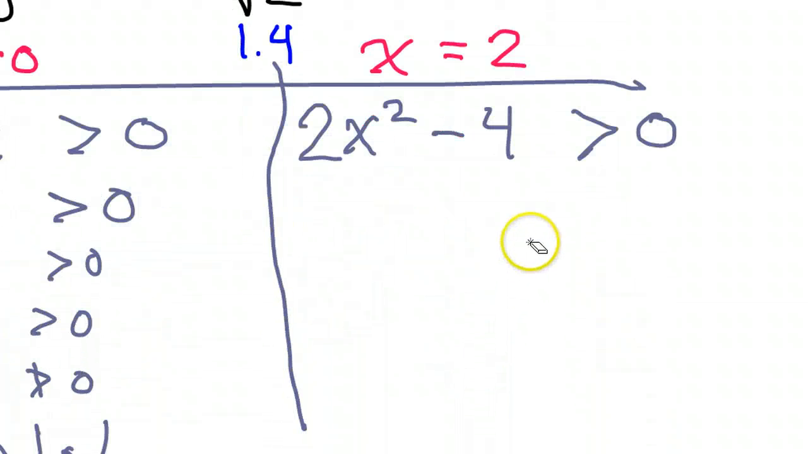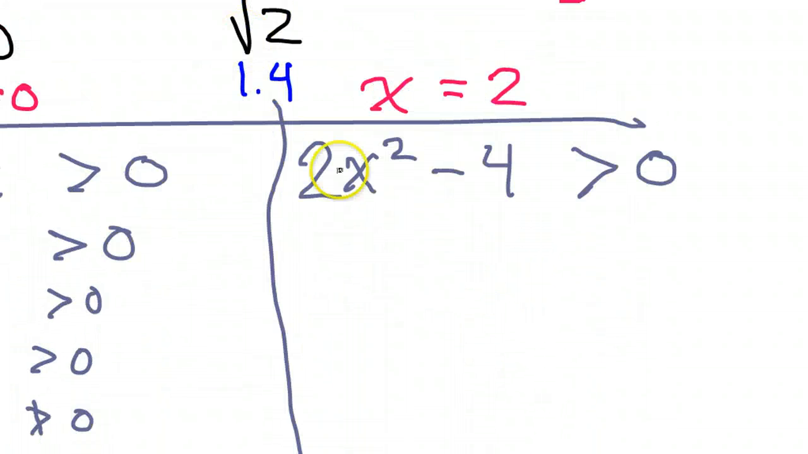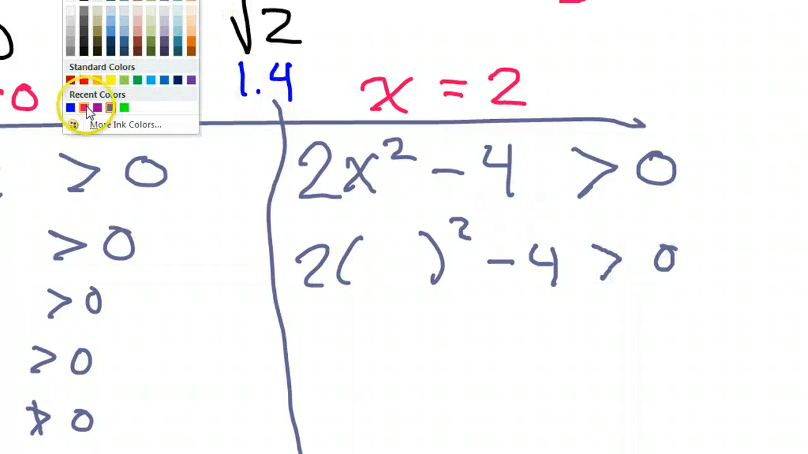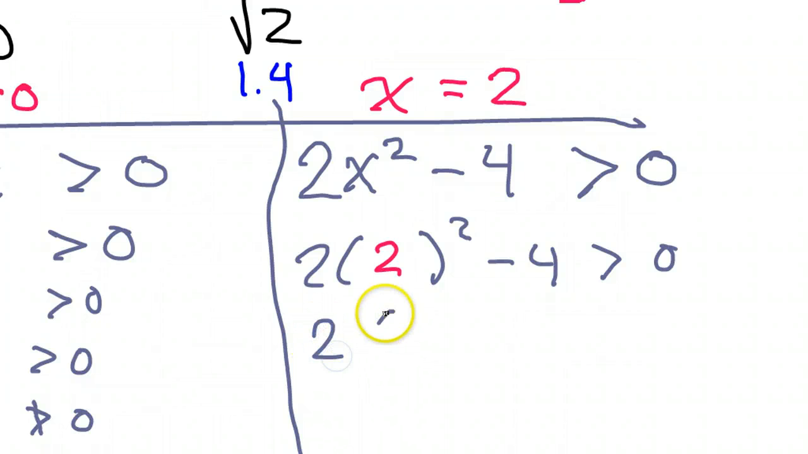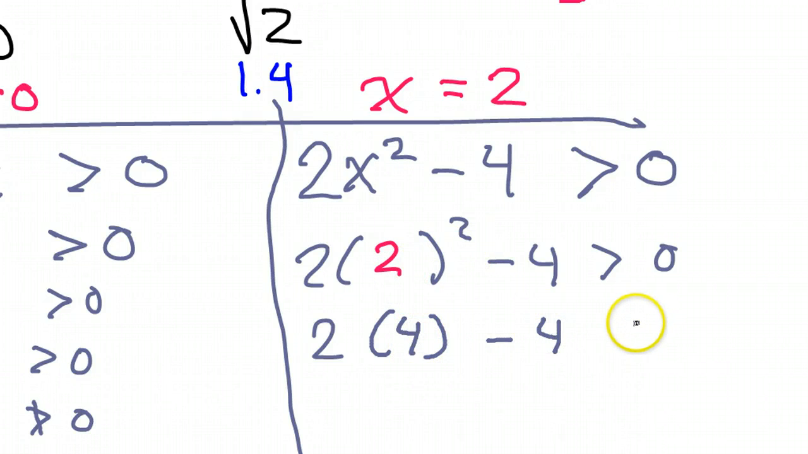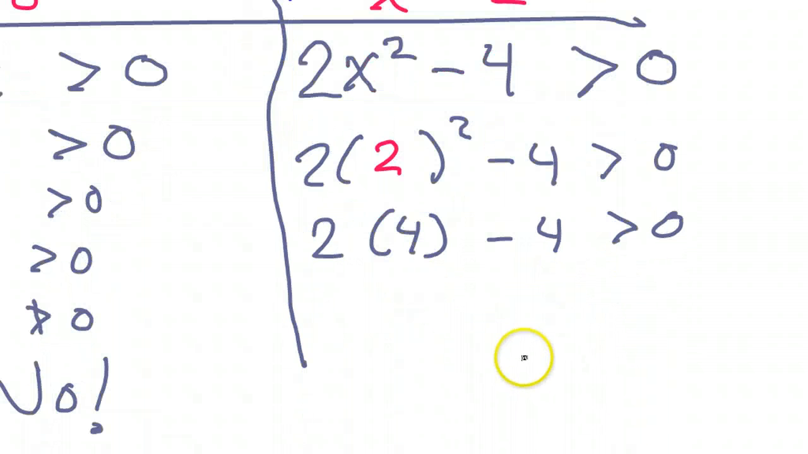Okay, let's look at the final situation. So I've got 2 times 4. Okay, again, don't multiply and then square. Square it first and then multiply. Okay, so 2 squared is 4. And then 2 times 4 is 8. 8 minus 4 is 4.